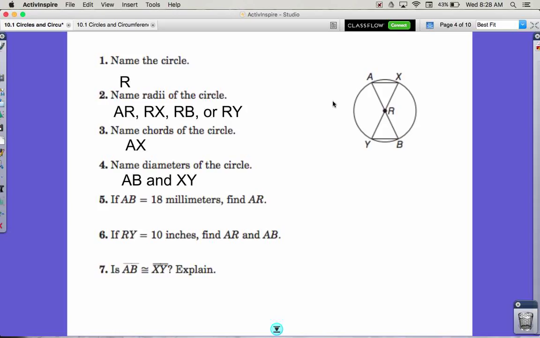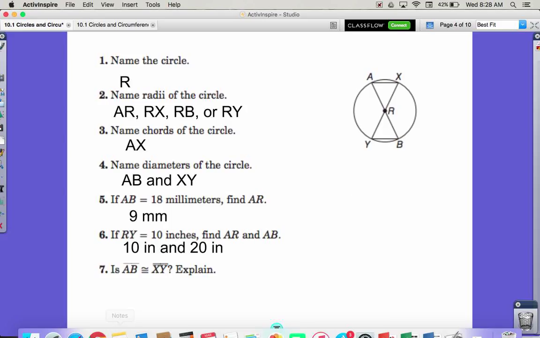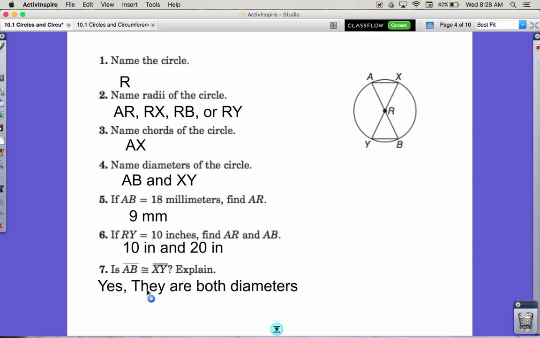So if AB, which is the diameter, is 18 millimeters, AR, which is a radius, is going to be 9 millimeters. If RY is 10 inches, then AR is also going to be 10 inches, and AB is going to be 20 inches. And then they ask if AB is congruent to XY. And the answer is going to be yes, because they are both diameters.